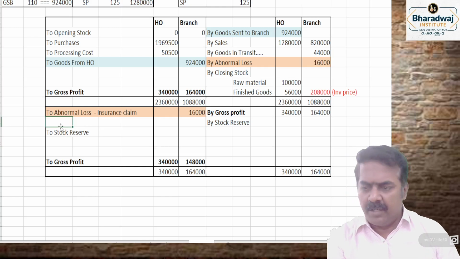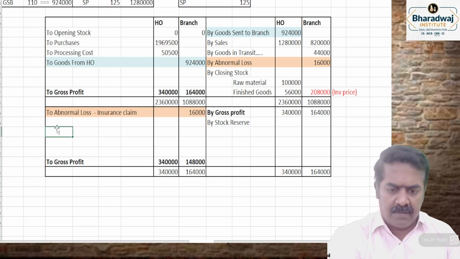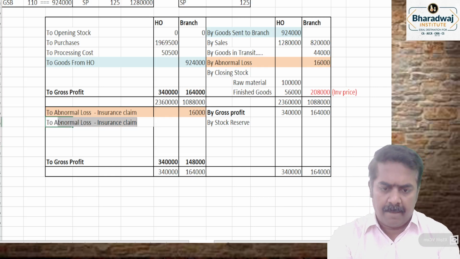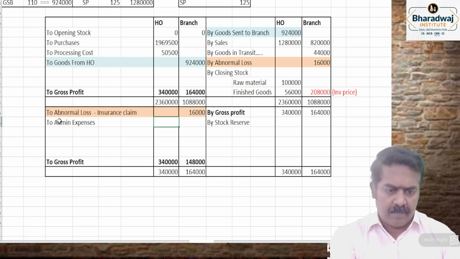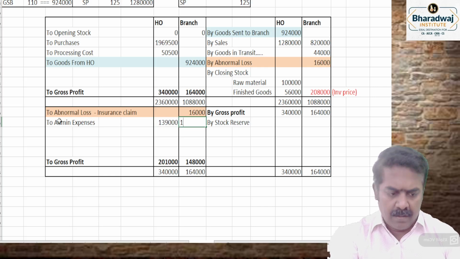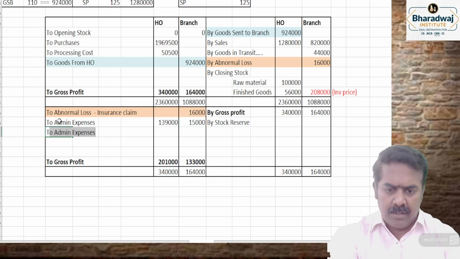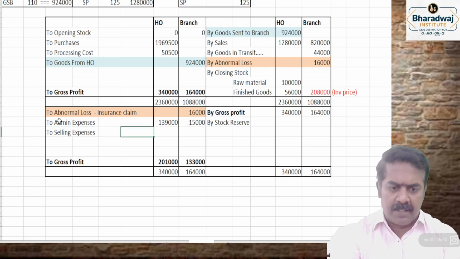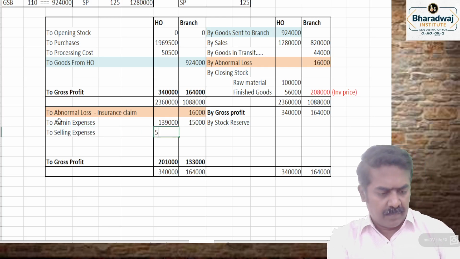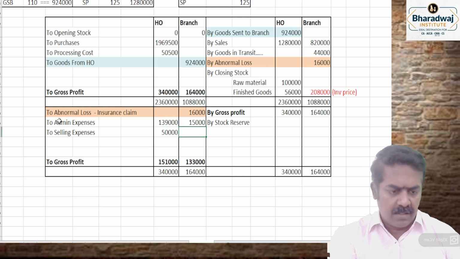But apart from that, I hope administration and selling expenses are given. What is administration expenses? And what? 15,000. To selling expenses. Selling expenses for head office, how much? 50,000. The other one is 6,200.